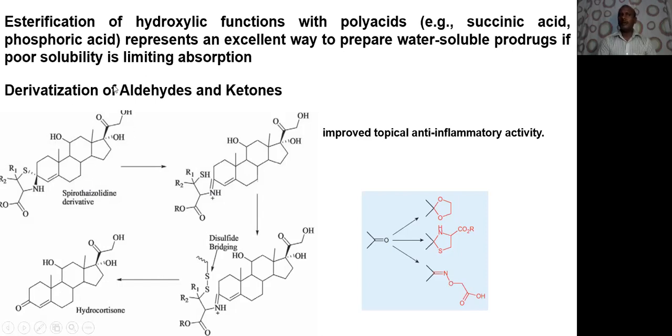This is how, if you have some kinetic problems associated with your drug molecule, and if you have aldehydes and ketones as functional groups, you can convert them. Either you make it as a diketal, that is ethylene diketal, or you make it as a spirothiazolidine, or you make it as an oxime. These can improve the solubility properties of drug molecules with ketones. So this is derivatization of aldehydes and ketones.